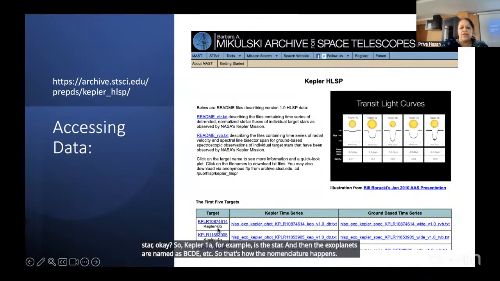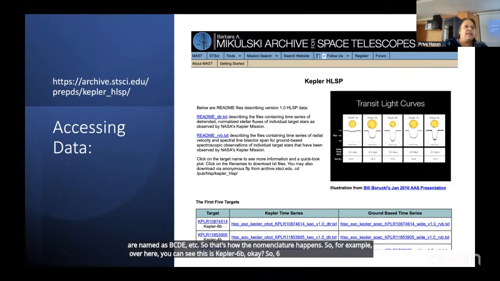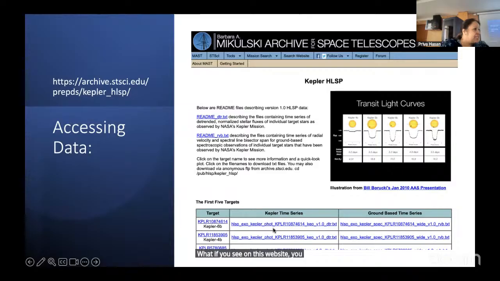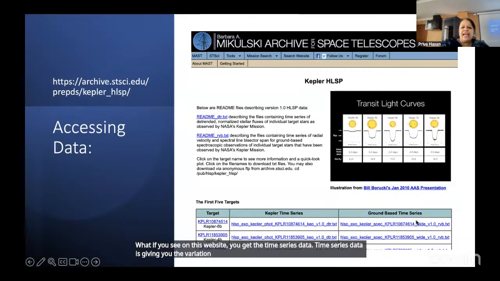For example, over here you can see this is Kepler 6b. So 6a is the star and b is the planet. You start off like that. On this website, you get the time series data, which gives you the variation in brightness. And the other one is the radial velocity data.